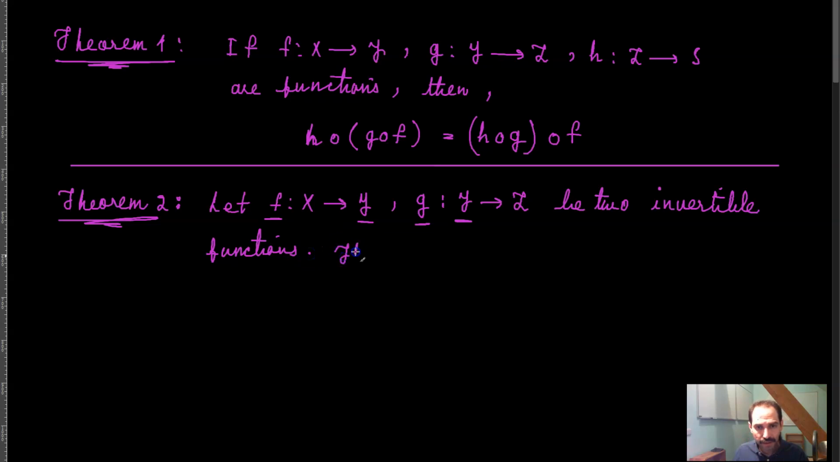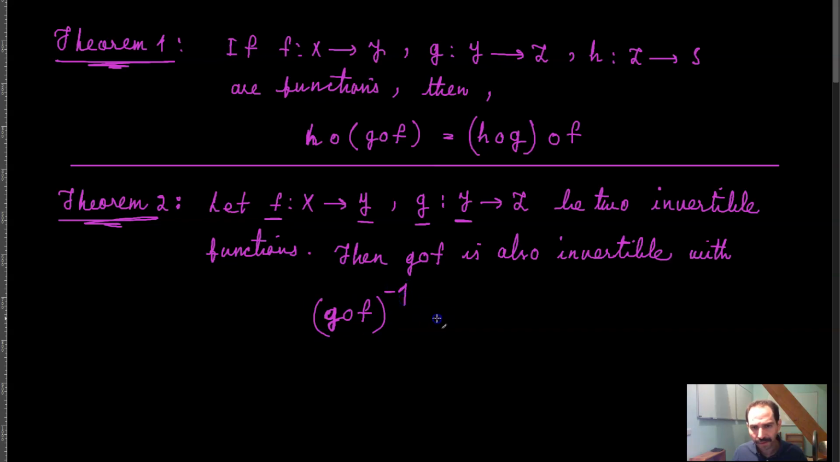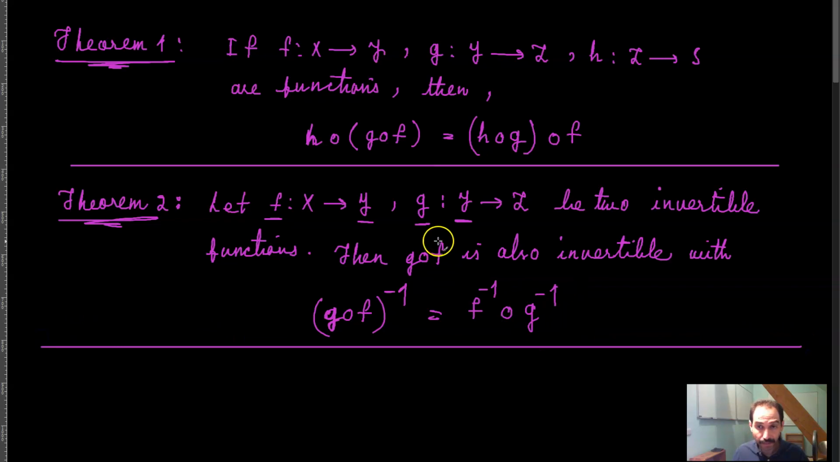So then you can say that GOF is also invertible, with GOF whole inverse being the same thing as F inverse composed with G inverse. That is basically theorem number 2.